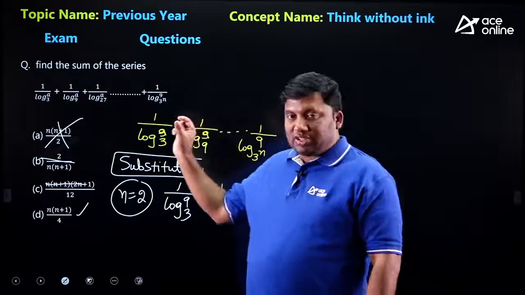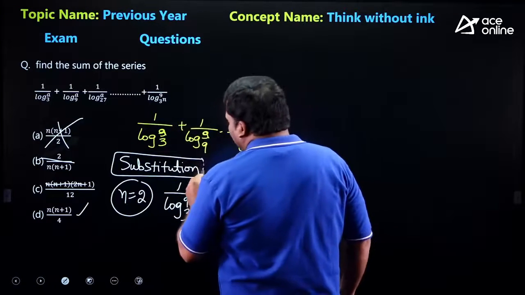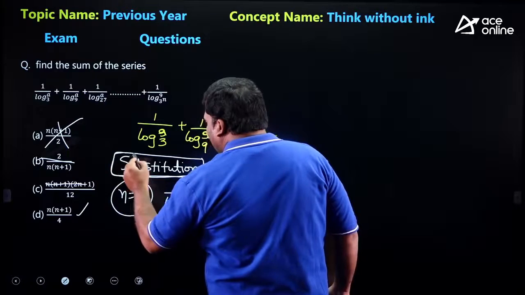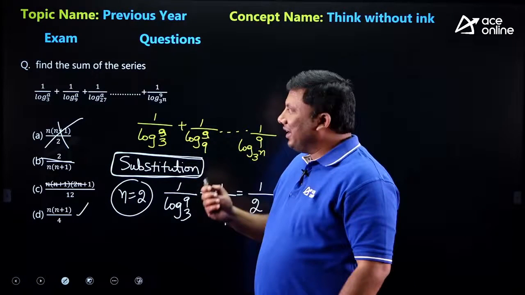Question contains variables. Answer contains variables. What is the right way to solve the question? Substitution is the right way to solve the question. I hope the idea is clear.